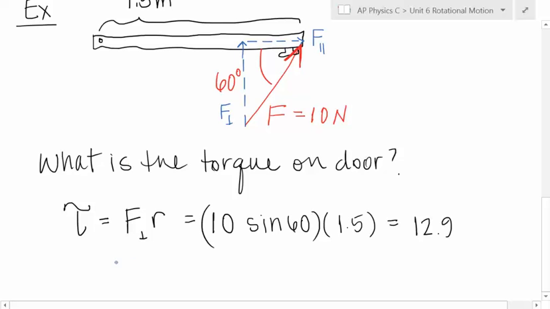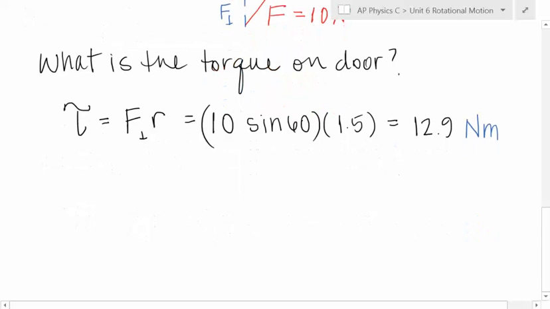All right, let's talk about units. I don't know that I've talked about units yet, so let's just make sure. This is a force. This is a distance. What is force measured in? Newtons. What is distance measured in? Meters.